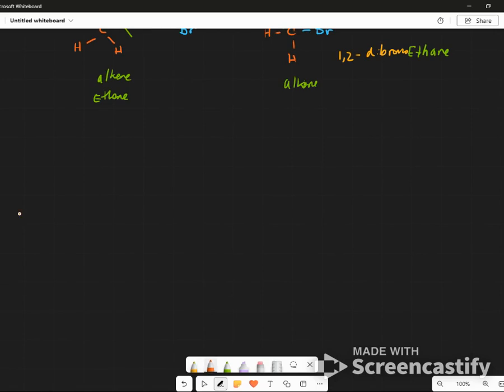Now, this is an interesting reaction, and I'll show you why. Here we have a beaker, and in the beaker there's some water. I've got bromine, and I've dissolved it in water. Bromine dissolved in water is given a special name. It's called bromine water.